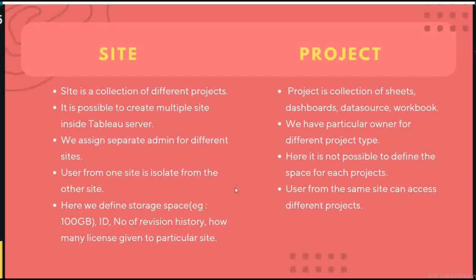Also, for a site we can assign storage space, like 10 GB or 20 GB or 100 GB, depending on that particular department. Inside, we define the IDs, the number of revision histories they want, how many users they should keep, and how many licenses are defined for the particular site. From that, we give access to the different users.